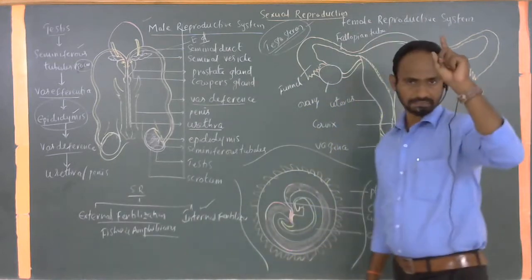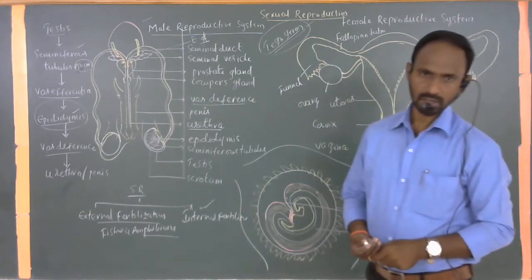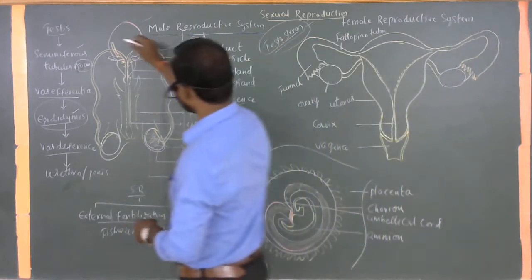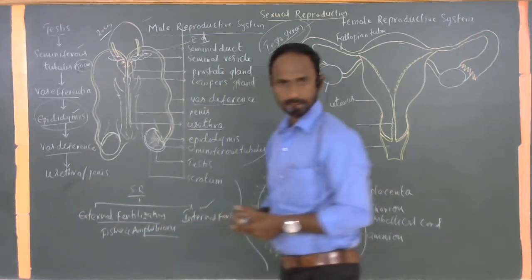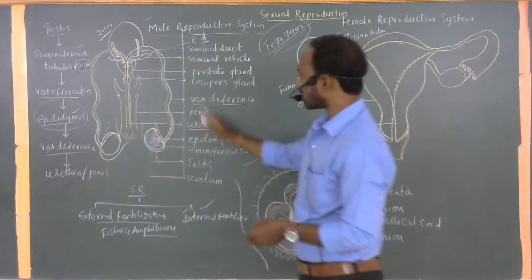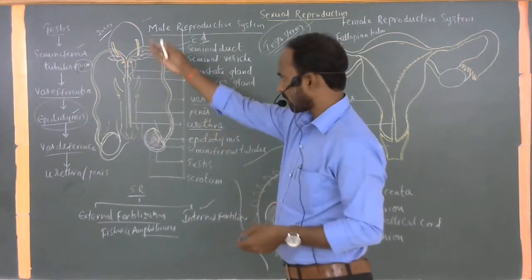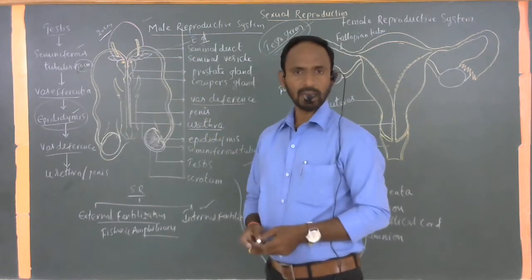We already know this from the excretion lesson. The total length of the urethra is nearly 20 centimeters. The length depends upon the length of the penis. Is that clear? These are the external structures of the male reproductive system.